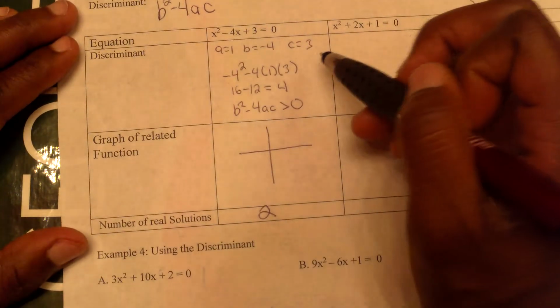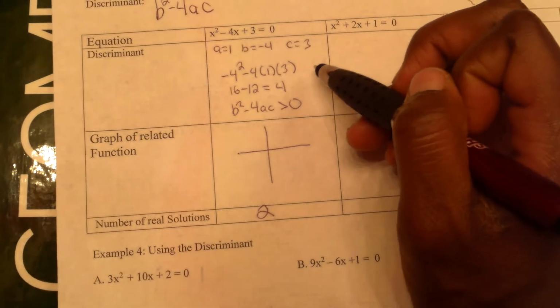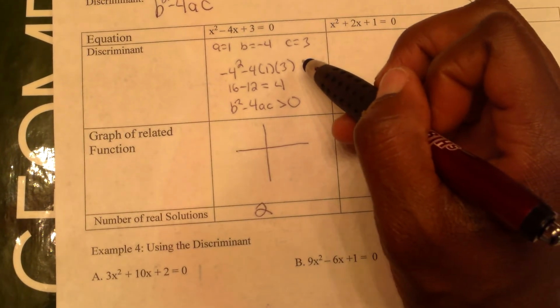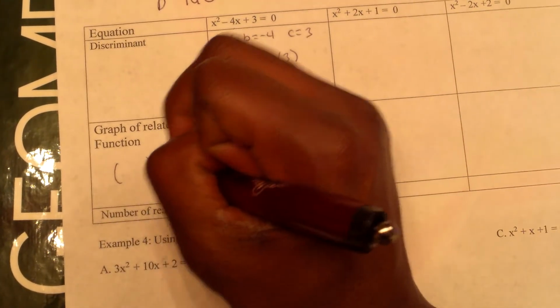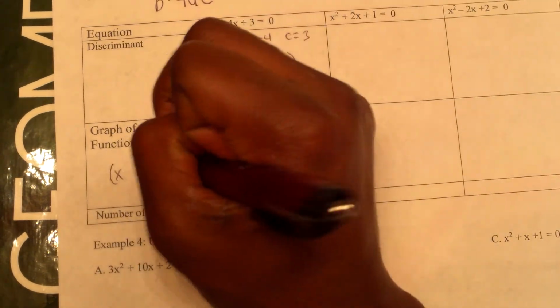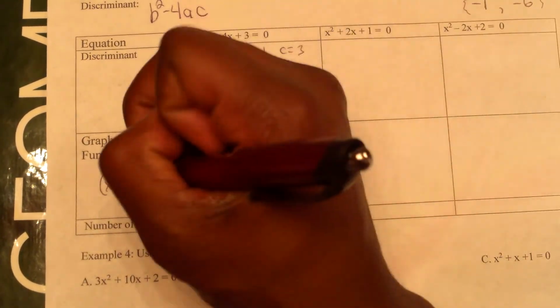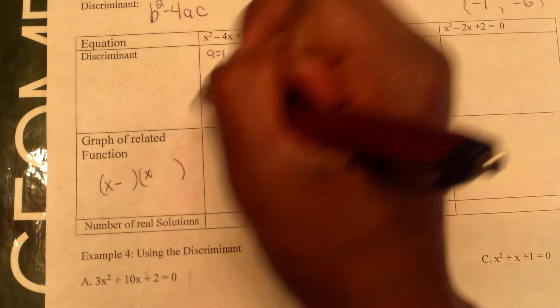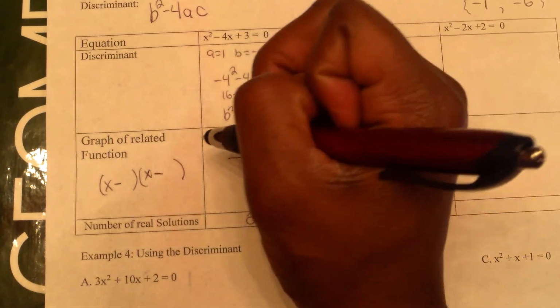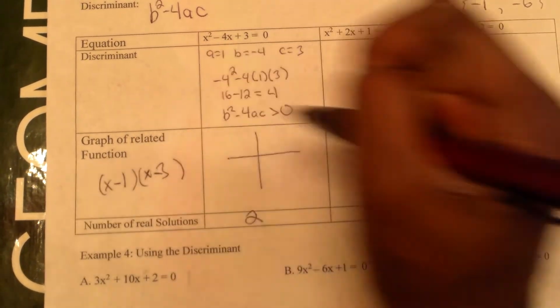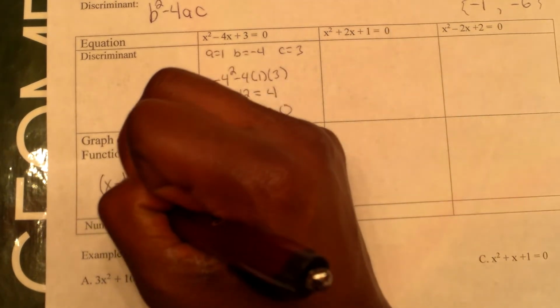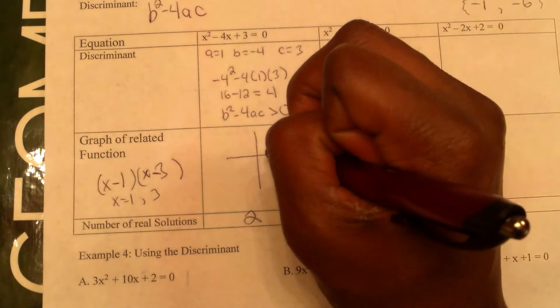I'm going to quickly factor that so I can get my zeros real quick. So I have x and x, a negative times a positive is a negative, and we know the factors are going to be 1 and 3. So that means my zeros are going to be x equals 1, x equals 3.